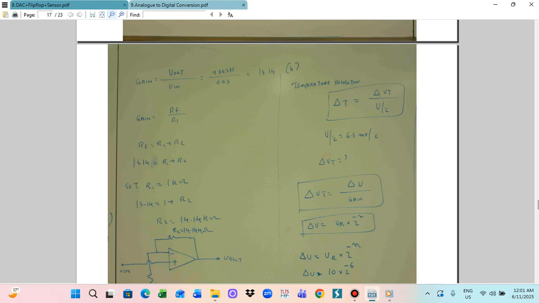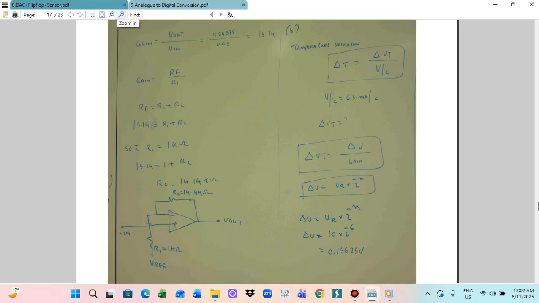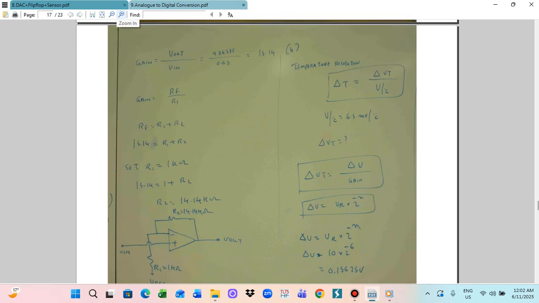And for the second part, we also need to determine the temperature resolution. Temperature resolution means the sensitivity. So how do we calculate the temperature resolution? The equation is: temperature resolution delta T is equal to delta VT divided by volt per degree centigrade. So this is the equation for the temperature resolution.